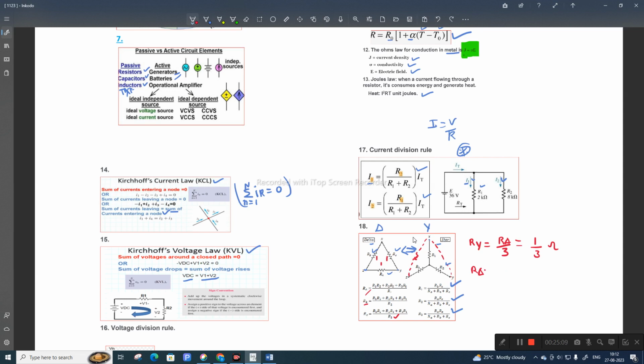So R delta is equal to Ry into 3. So Ry is equal to 1 over 3, multiplied by 3. These threes get cancelled, giving 1 ohm. So like that, if the same value is there for all three resistors, you can calculate like this. You can convert delta to star or star to delta in the following manner.